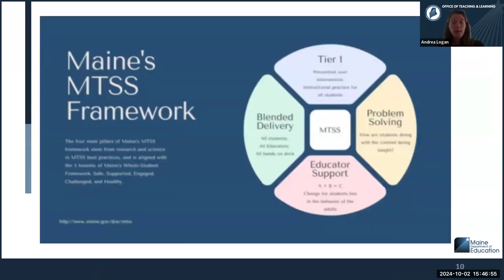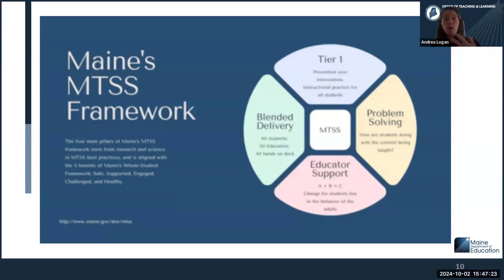And then that brings me to the second of Maine's MTSS frameworks. That was the five critical components, and now we have the four implementation pillars. The four implementation pillars really come down to these four things, right? So you've got these five critical ideas. How do we put those critical ideas into motion? And to put them into motion, it comes down to these four things. We're going to start with problem solving on the right and then work our way around the circle.